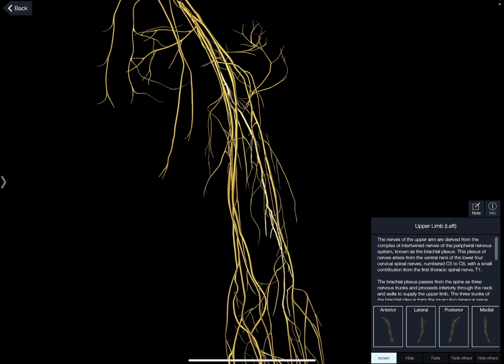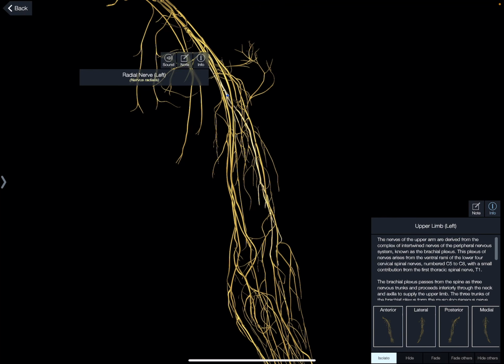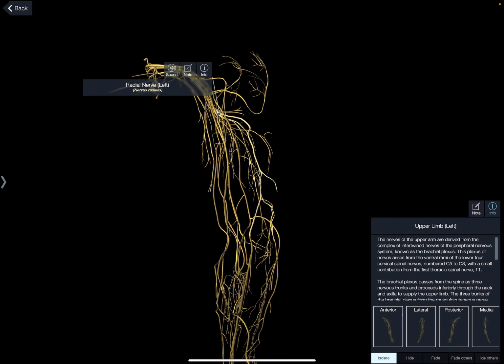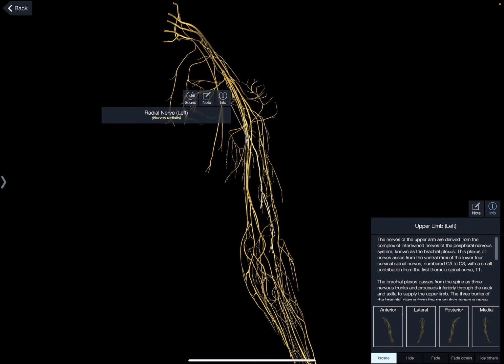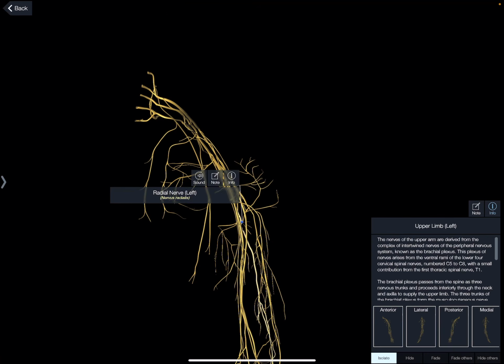And the radial nerve here, which is important because it goes towards the back and innervates the triceps. So these are the 5 nerve branches of the brachial plexus that you need to be aware of. Remember, the brachial plexus goes from C5 to T1.